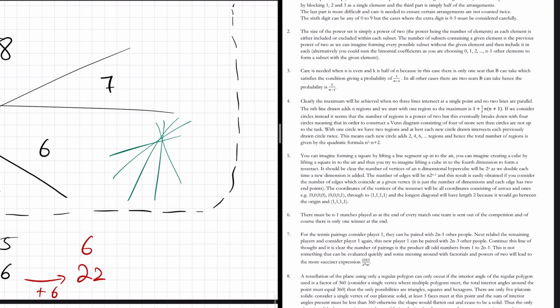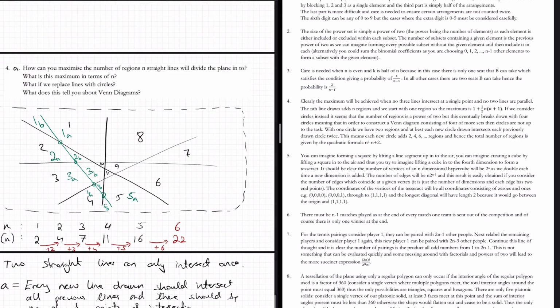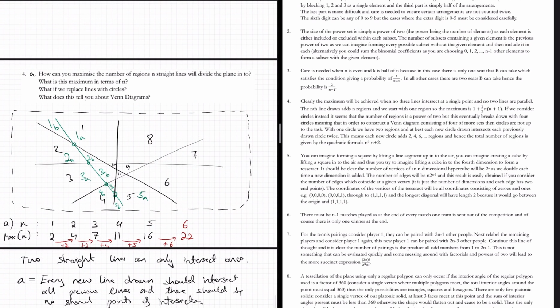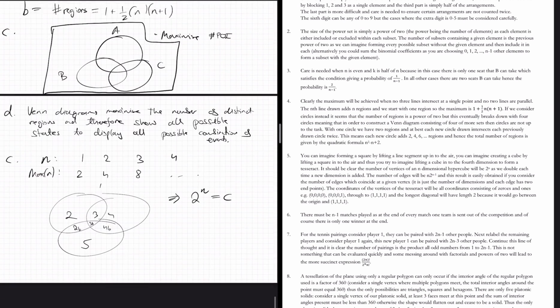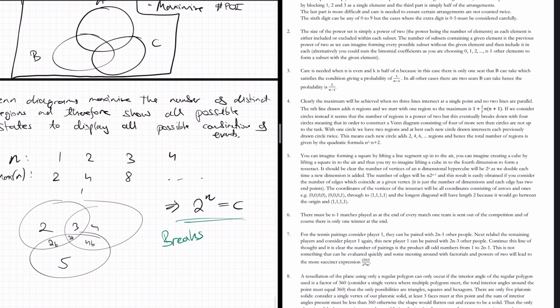Okay, if we consider circles, it seems that the number of regions is a power of 2, but this eventually breaks down with 4 circles. Okay, so that's interesting, which means this isn't actually the answer. I think I've actually seen a video on this somewhere. It goes 2, 4, 8, 16, and then 31 or something. So we'll just write: breaks at n equals 4. Seems the number of regions breaks down with 4 circles.